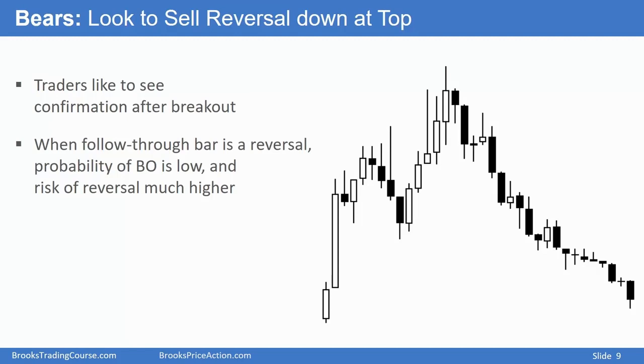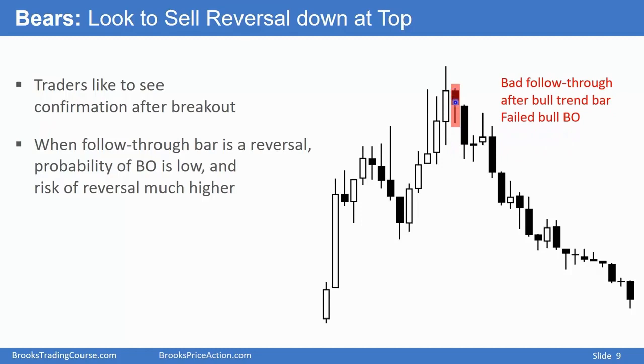Whenever there's any kind of a breakout, traders want to see confirmation. Bear breakout, confirmation increases the probability we're going lower. Bear breakout, no confirmation. Here we got a bull breakout. New high above this, new high above that. And look at the confirmation. Bad confirmation, no confirmation. It's an attempt at a reversal instead of a strong follow-through bar.